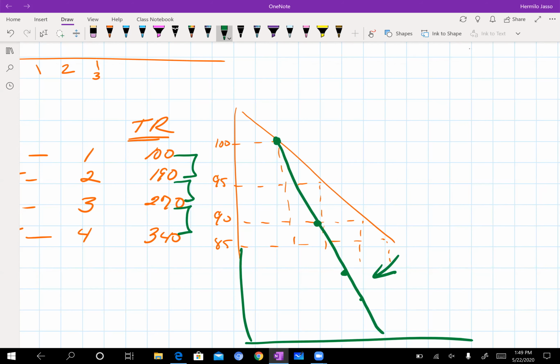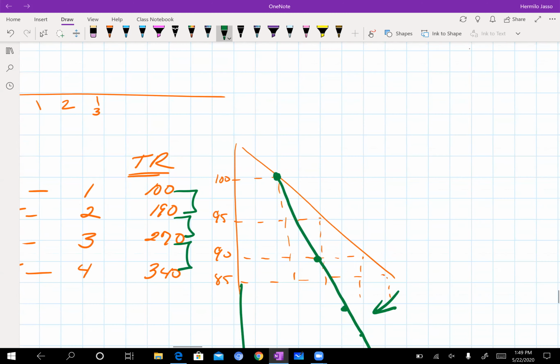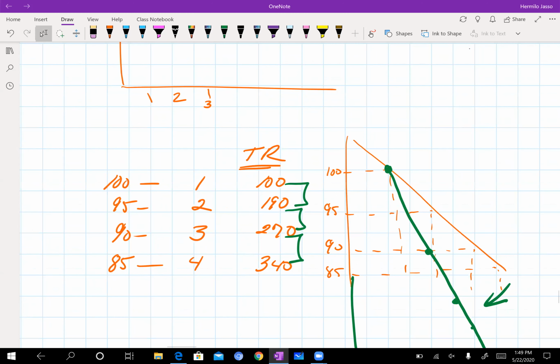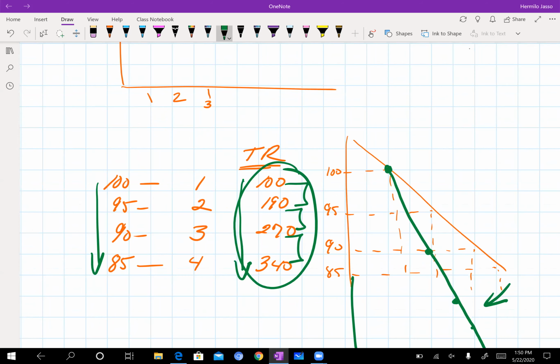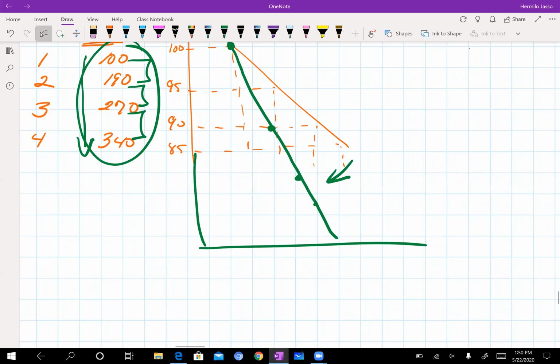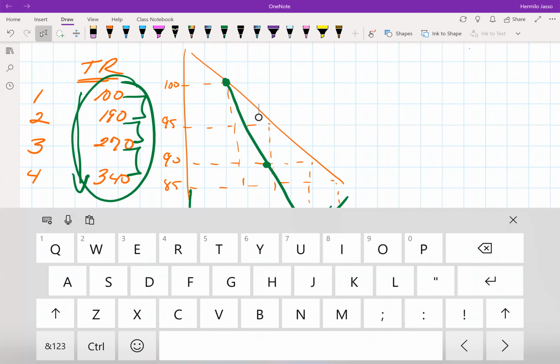Okay, and that's something that you have to know: every time a monopoly wants to sell more units, they have to lower the price. And if they lower the price, that creates a situation in which the additional revenue they're going to get right here is actually less than the selling price. So on a graph, the marginal revenue always separates from the demand curve.